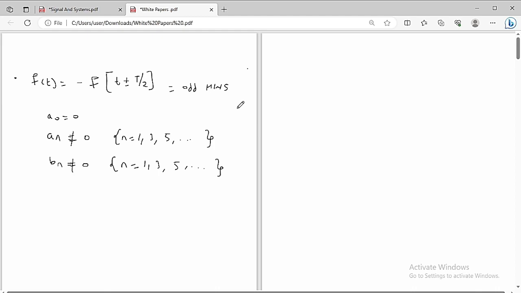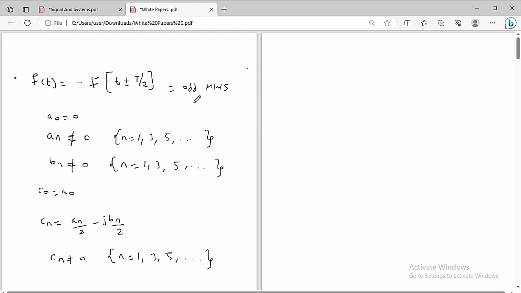Then what is Cn? C naught is equal to A naught. Cn is nothing but An by 2 minus j Bn by 2. So definitely for even values of n, An is equal to 0 and Bn is equal to 0. So Cn is also equal to 0 for even values of n. Therefore we can say Cn is not equal to 0 only for odd values of n. So this is what I am trying to tell you.